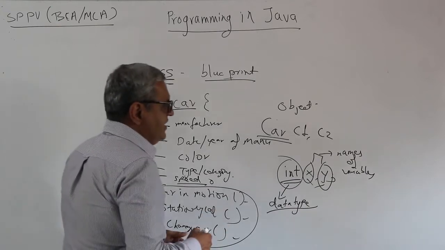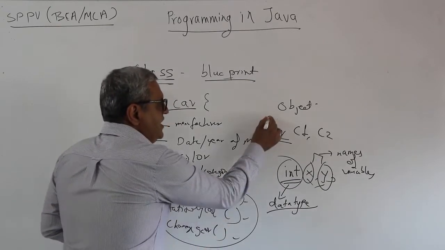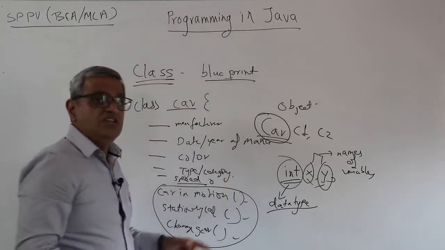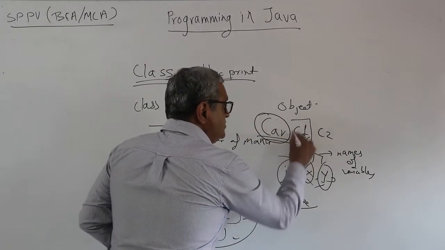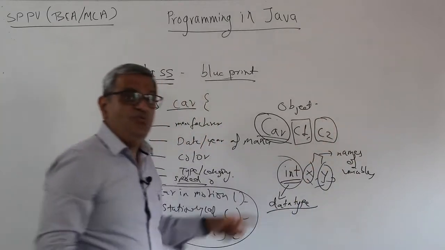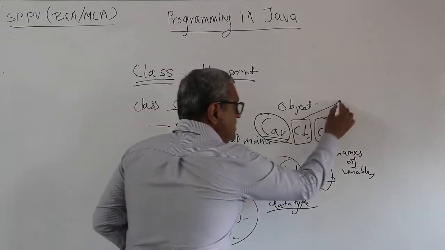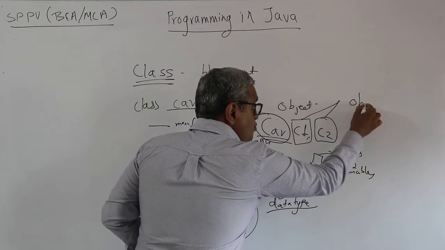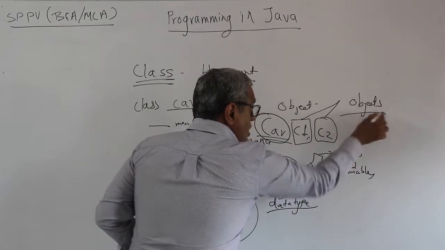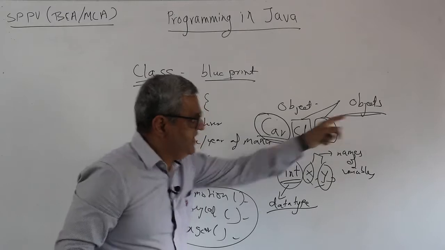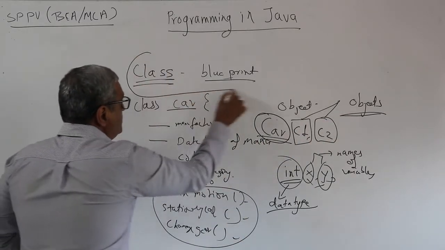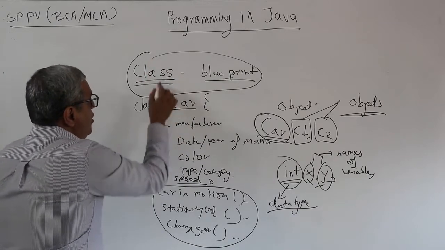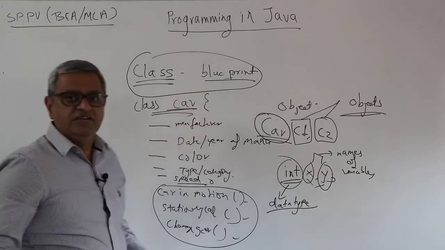Similarly, I can have car as my data type, and I have C1 and C2 as the variables. Here C1 and C2 are nothing but two objects. So I define two objects of type car, and this car is nothing but my blueprint, the class car.